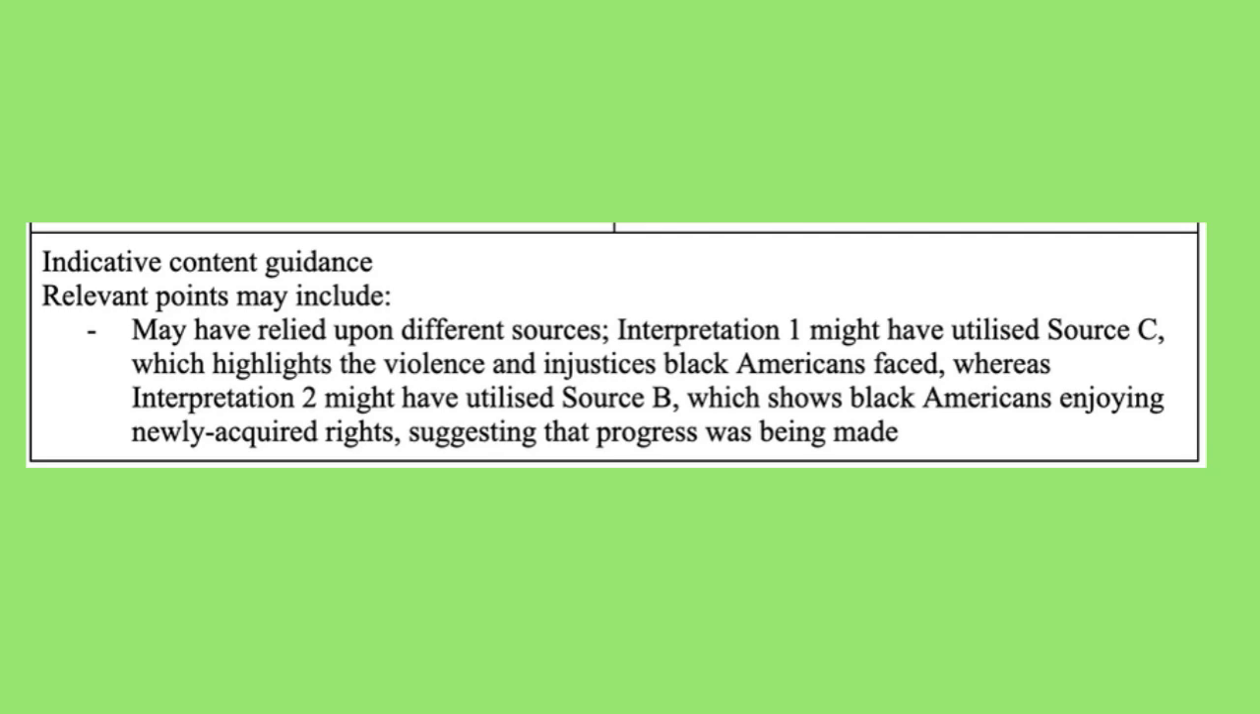One example that you could have given here is that you may have relied upon different sources. So interpretation 1 could have focused on source C because that highlighted the violence and injustices that Black Americans faced, whereas interpretation 2 might have utilised source B, which showed Black Americans enjoying newly acquired rights, suggesting that some progress was being made.